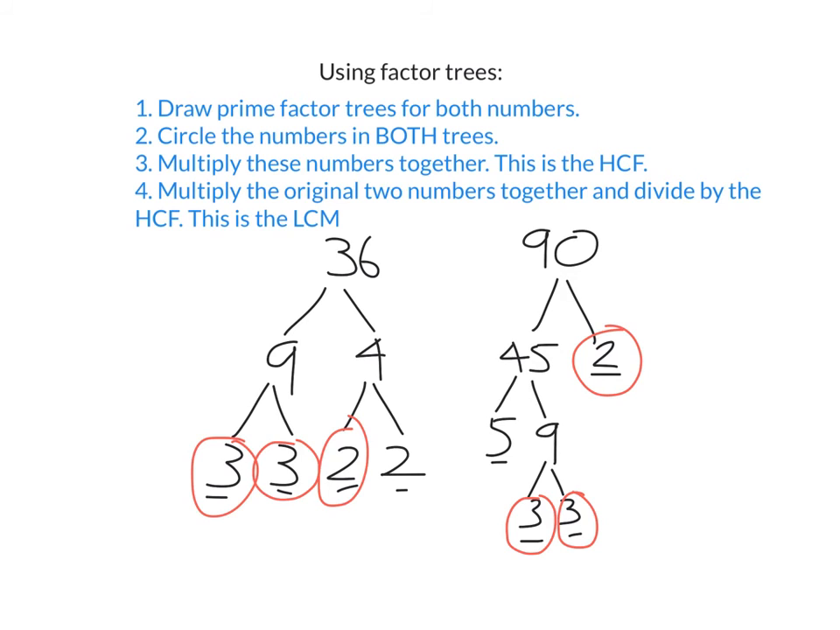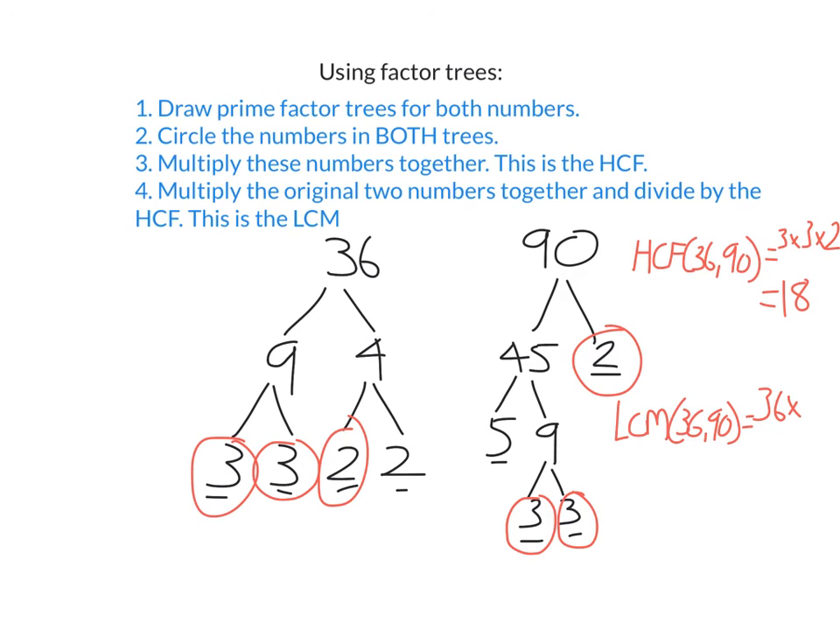Step 2's done. Step 3, to find the highest common factor of these 2 numbers, all I do is multiply together the numbers I've circled. So 3 times 3 times 2, which is 18. So 18 is the highest number that goes into 36 and also 90. That wouldn't have been so easy to do without the factor trees. All right, let's now find the lowest common multiple, step 4. I multiply together the 2 numbers and I divide by the highest common factor.